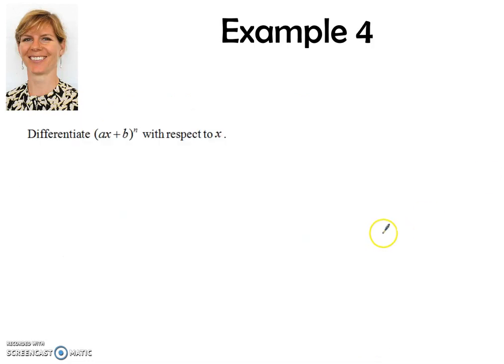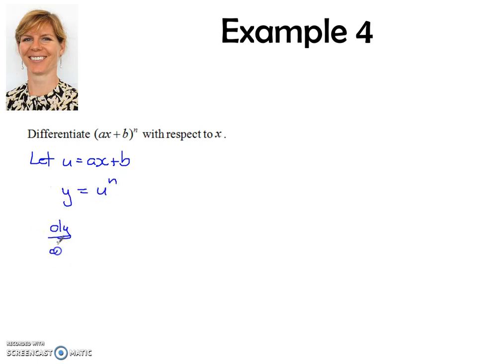Alright, one last example. So this one's got some variables in it. So this is saying if you've got a linear equation to the power of anything, so polynomial to the power of anything, how do we differentiate that? Okay, so we can do the same thing using our substitution. I'm going to say let u equal the part in the brackets, the linear factor. Okay, therefore y equals u to the power of n.